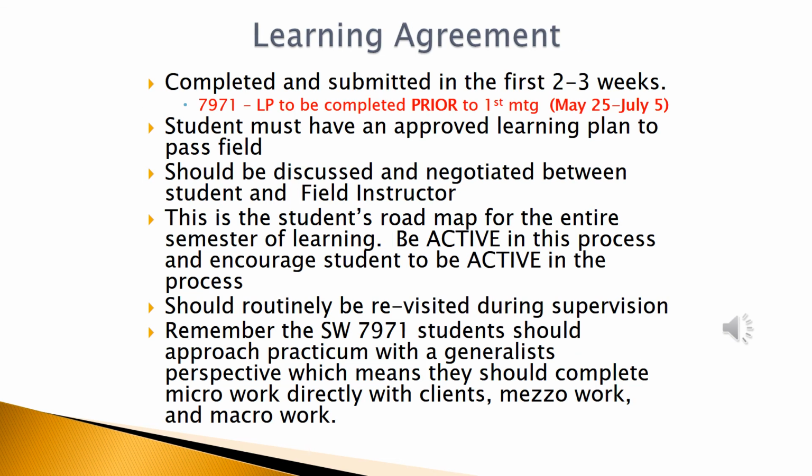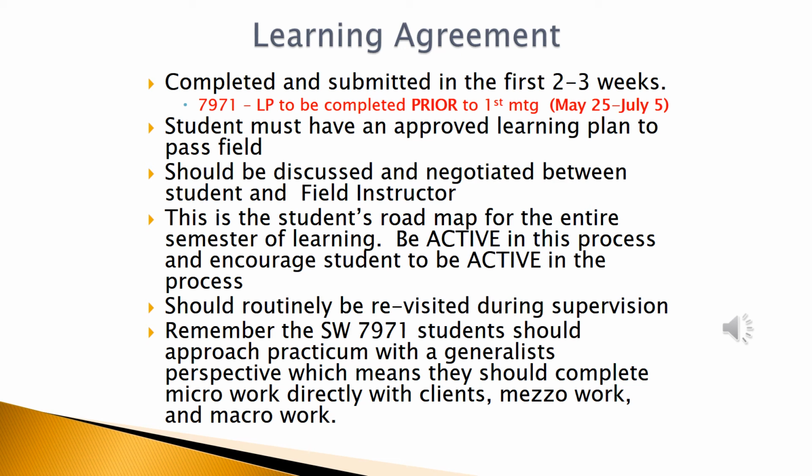Okay, so let's begin talking about the learning agreement. The learning agreement is completed and entered into TaskStream in the first two to three weeks of practicum. As you can see in the slide here, there are some approximate dates for 7971 and a deadline date for 8971. For 7971, that learning plan needs to be entered into TaskStream prior to that initial meeting that is made with the faculty liaison.